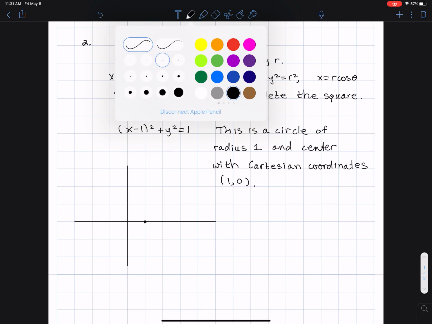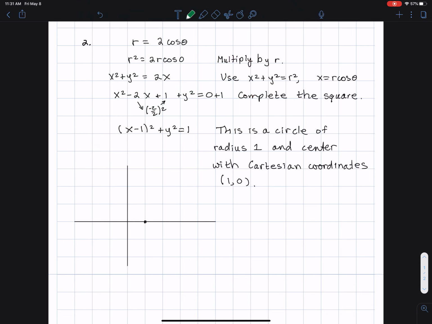So let's take out a good color. Green is a good one, I think. Okay, and I'm going to draw a circle here. I feel like I have more space than I need. Anyway, it's just perfect there. So there we go. Okay, so this is r equals 2 cosine theta.